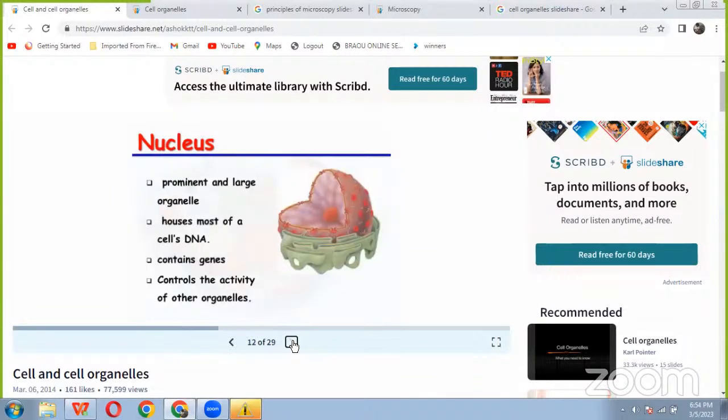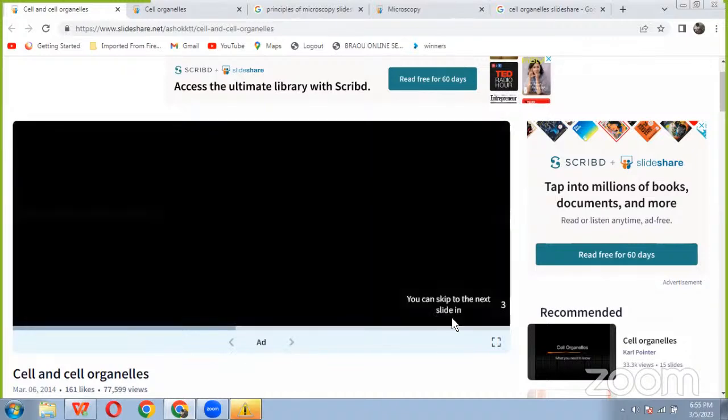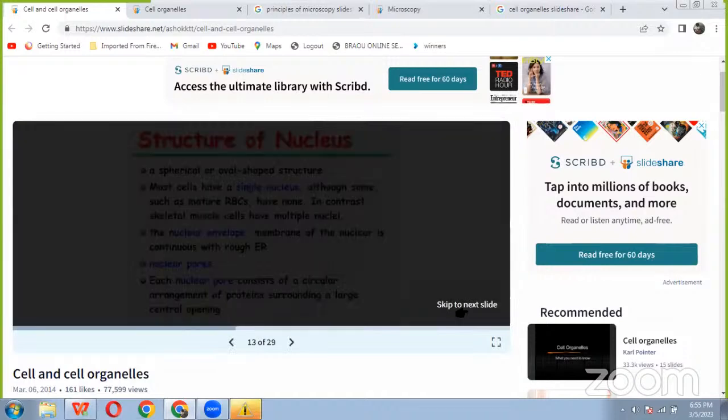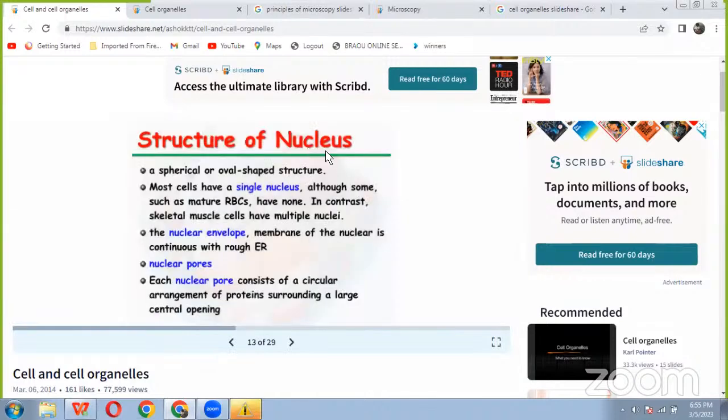Okay, the next one is the nucleus. These are prominent large organelles. Most of them contain the DNA and the genes, and control the activity of the other organelles. What is the main function of the nucleus? Controlling the other organelles. Structure of the nucleus.